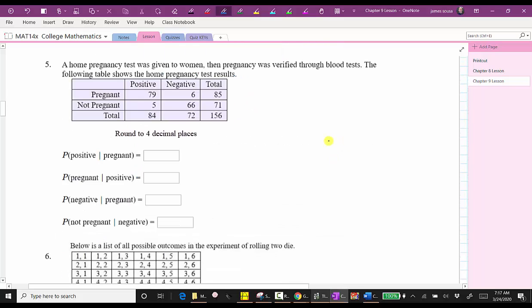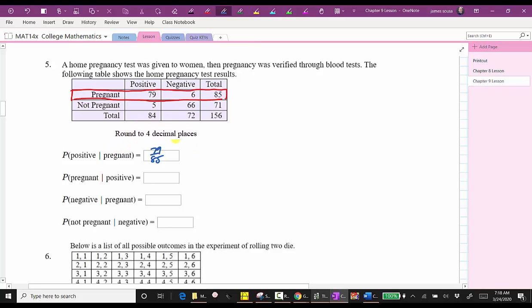For number 5, a home pregnancy test was given to women, then pregnancy was verified through blood tests. The following table shows the home pregnancy test results. So first we want to find the probability the woman was positive given she was pregnant. Because we are given she is pregnant, we're only concerned about this row here. Notice how there are a total of 85 pregnant women, 79 of which tested positive. And therefore the probability of positive given pregnant is equal to 79 divided by 85, or 79/85. And we are told to round to 4 decimal places.